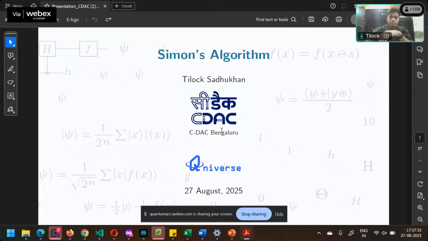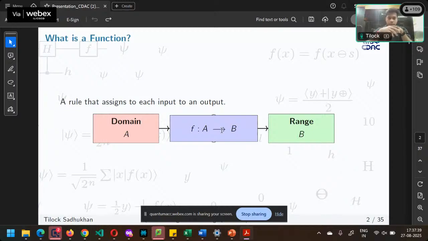So before going into the details of Simon's algorithm, firstly, I would like to highlight a very basic concept, that is what is a function. A function is basically a rule that assigns to each input of a domain an output of the range. If we consider our domain is A, and we consider our range is B, a function is basically a rule that maps each and every single input of the domain to the range.